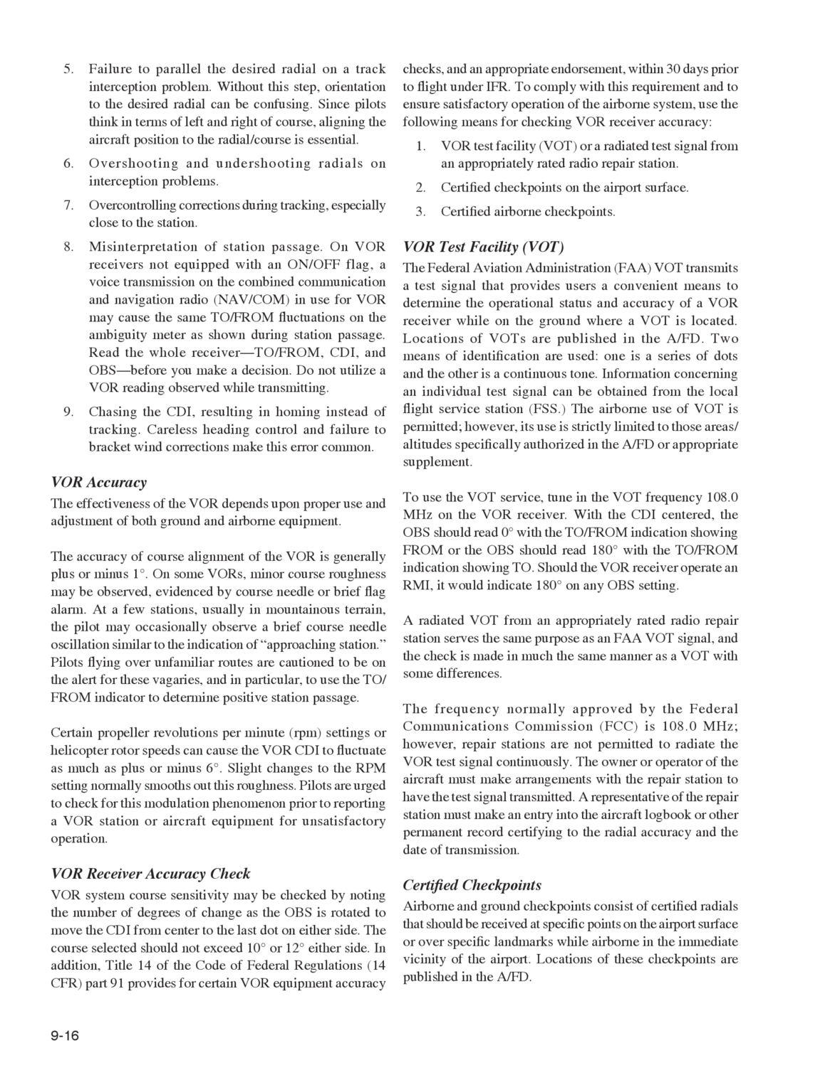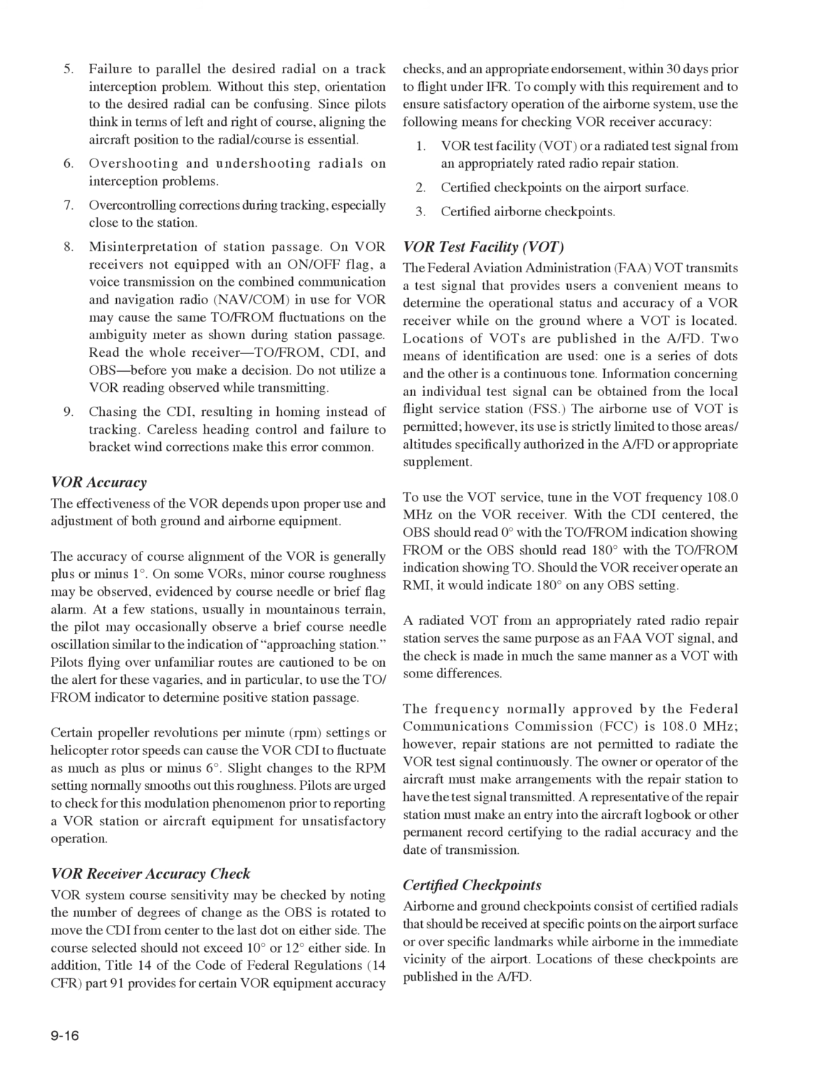On VOR receivers not equipped with an on/off flag, a voice transmission on the Combined Communication and Navigation Radio, NAV/COM, in use for VOR may cause the same to/from fluctuations on the ambiguity meter as shown during station passage. Read the whole receiver, to/from, CDI, and OBS before you make a decision. Do not utilize a VOR reading observed while transmitting. 9. Chasing the CDI, resulting in homing instead of tracking. Careless heading control and failure to bracket wind corrections make this error common.